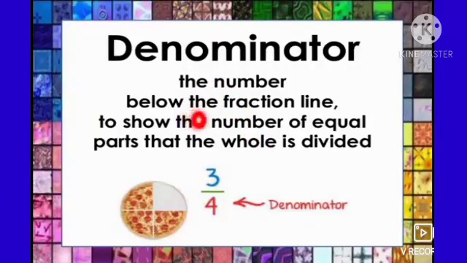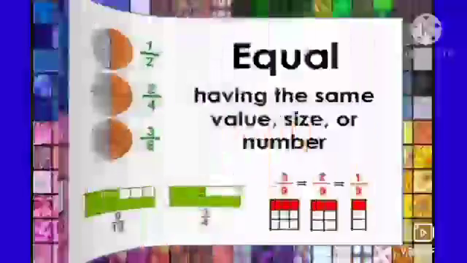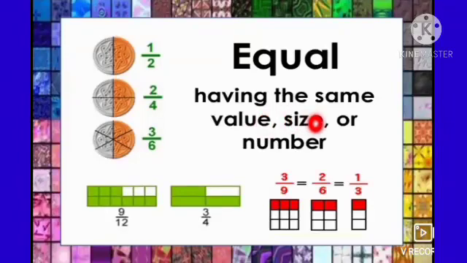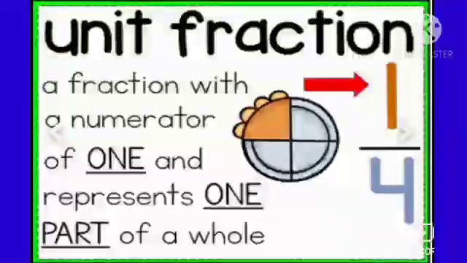Denominator, the number below the fraction line to show the number of equal parts into which the whole is divided. For example, in 3 by 4, 4 is the denominator. That is the total number of parts that make up a whole. Equal, having the same value, size or number. Unit fraction, a fraction with the numerator of 1 that represents one part of a whole.